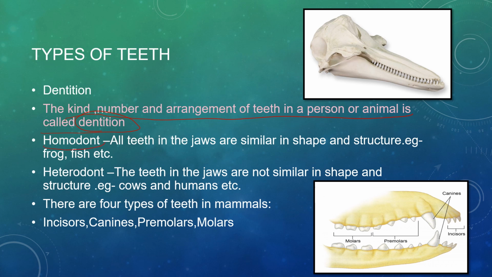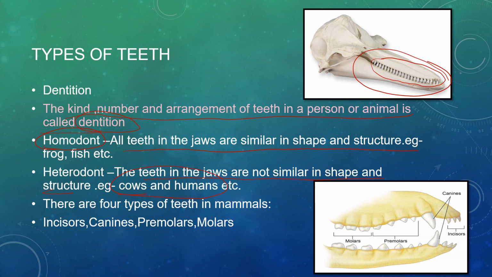The first one is homodont, that is, all the teeth in the jaws are similar in shape and structure. If you see this diagram, this is the skull of a dolphin, and we can see that all the teeth in this skull are of similar type. So they are homodont dentition. And when the teeth in the jaws are not similar in shape and structure, like in cows and humans, they are called heterodont dentition.